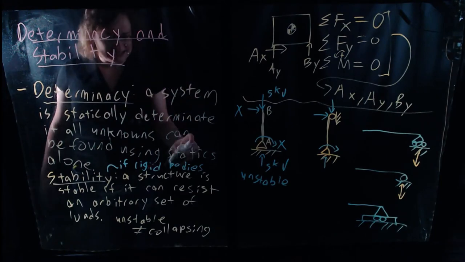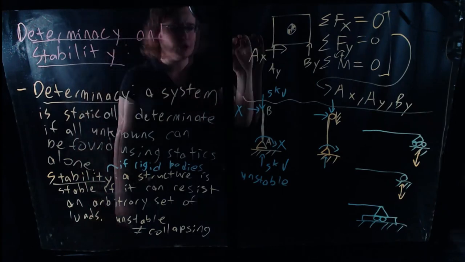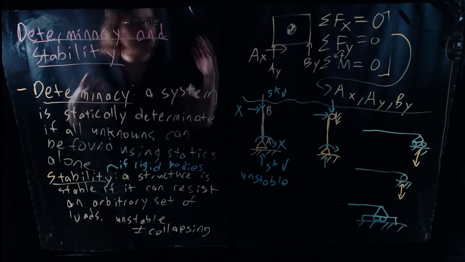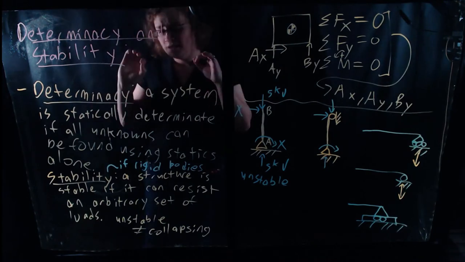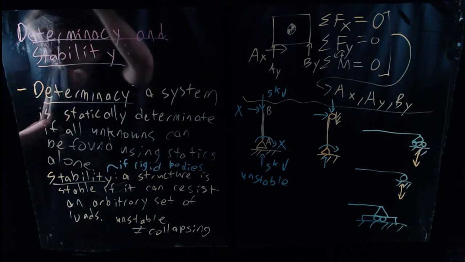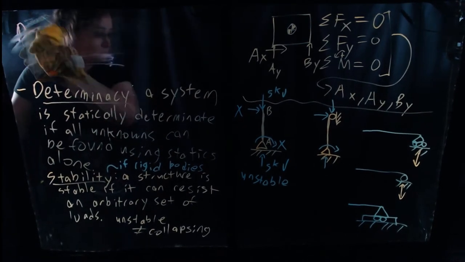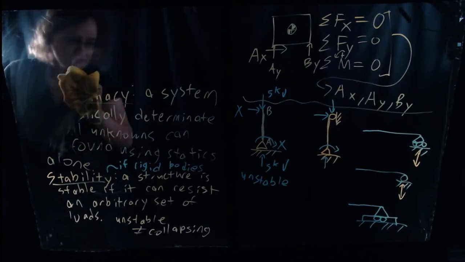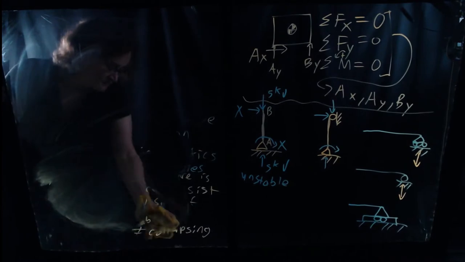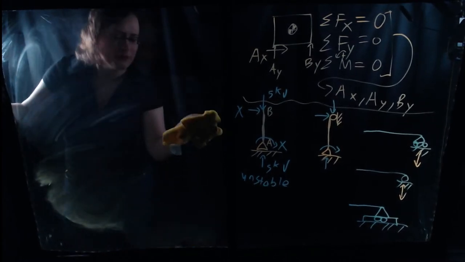Now I want to look at this. Next, I want to consider both single rigid bodies and then frames made of multiple rigid bodies and how we can determine whether these are statically determinate or indeterminate and stable or unstable. So, we're first going to look at individual single bodies, and then after this, we're going to look at frames made of multiple rigid bodies.